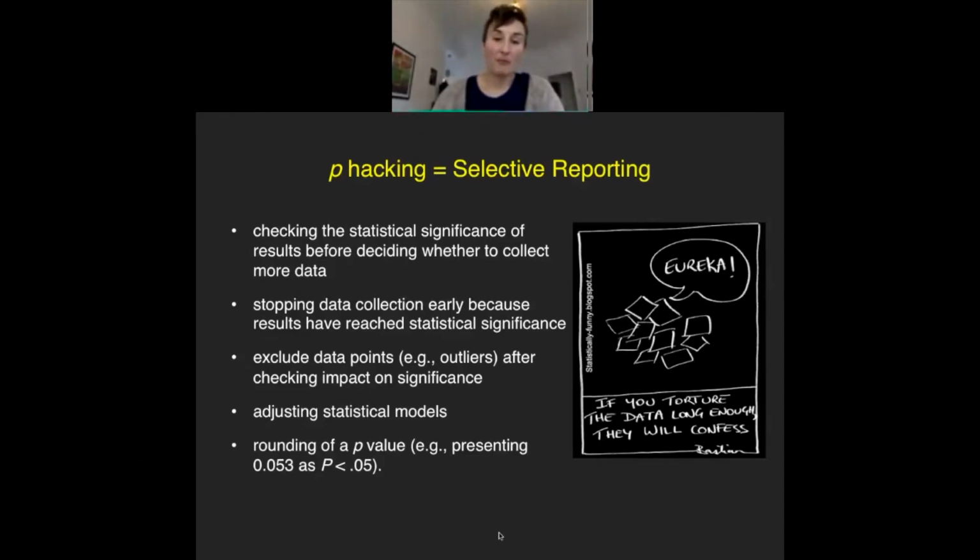And then I've seen cases of rounding of a p-value. So there are reports that scientists just round up the p-value or round it down from 0.053 to 0.05, and then it's considered statistically significant. That's also not okay.